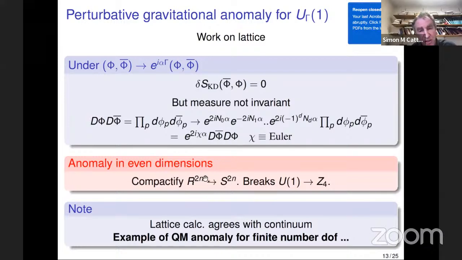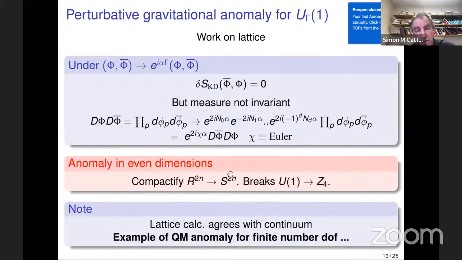In fact, in even dimensions, I can always compactify my even dimensional space to some sort of sphere where the Euler character is 2. And so I can immediately see that the U1 symmetry I started with, my classical symmetry, is broken to a Z4, right? That's true in the continuum. It's true on the lattice.